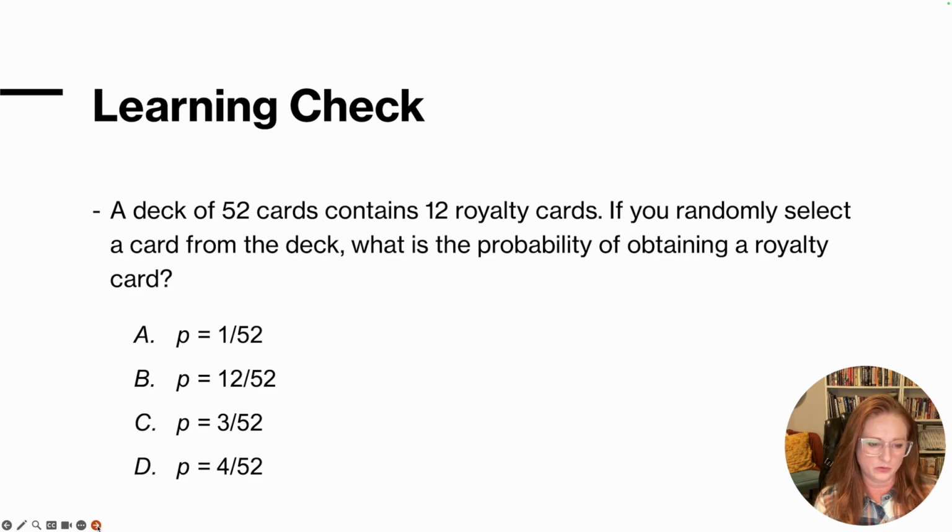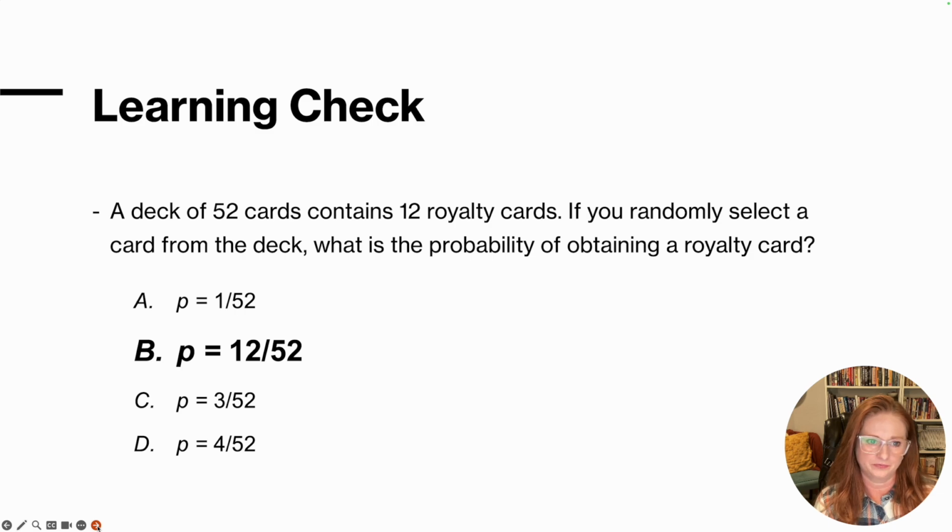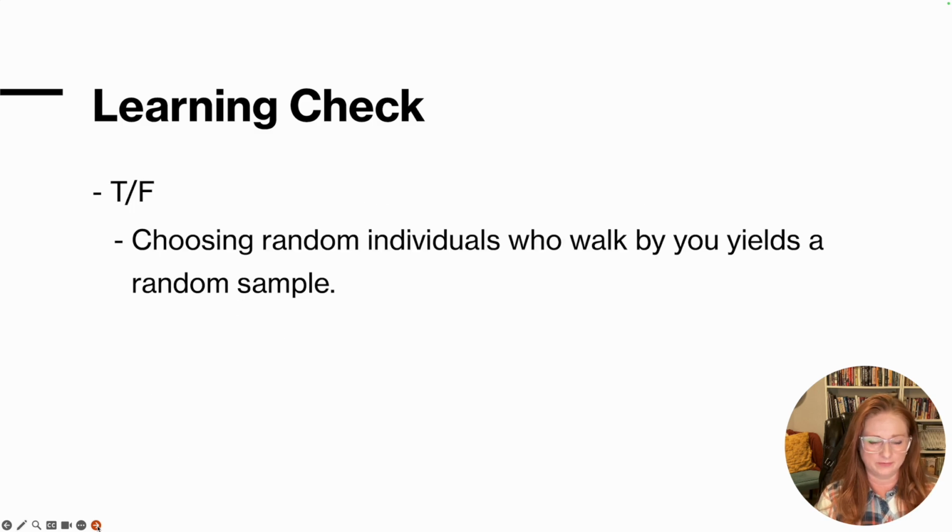Again, P equals whatever the event you're looking for, divided by all the possible outcomes. So we know currently in our standard playing deck, we have 12 possible guys and gals that qualify as royalty. So 12 divided by all possible outcomes, because you could pull a 2, an ace, a 10, right?